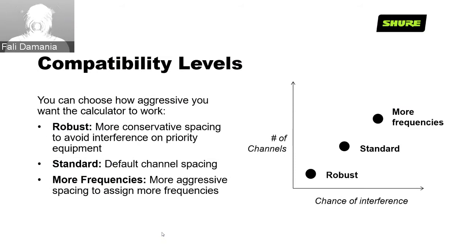So these three modes are very important to be aware of. You might be in a situation where you cannot find enough frequencies, and you might then change the compatibility level to more frequencies, but you have to remember that that also increases the chance of interference.